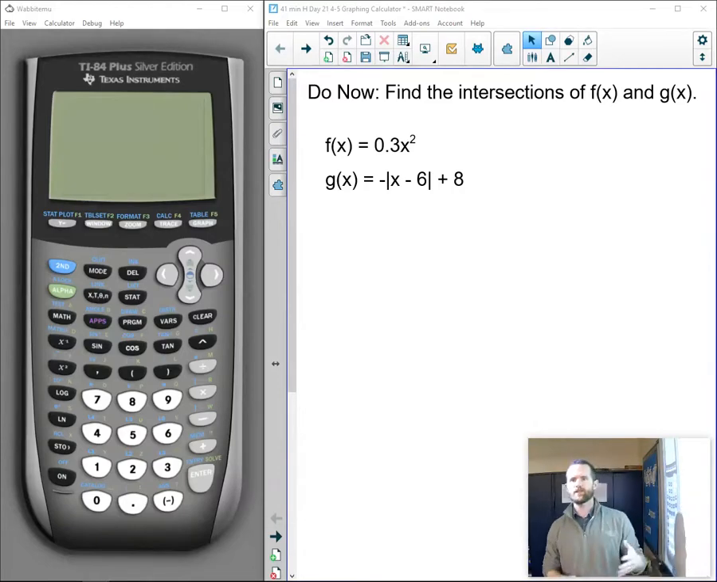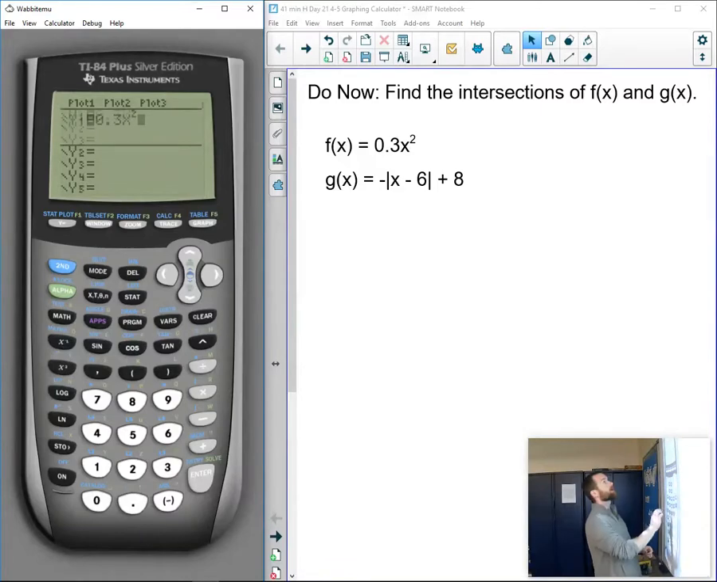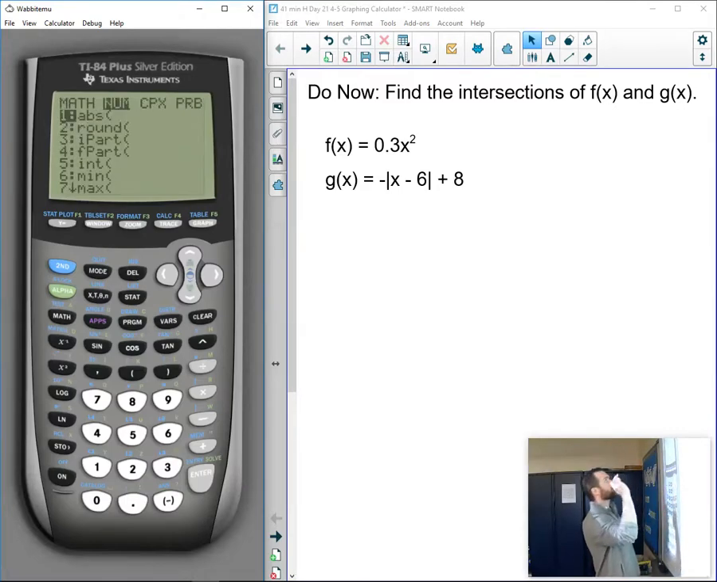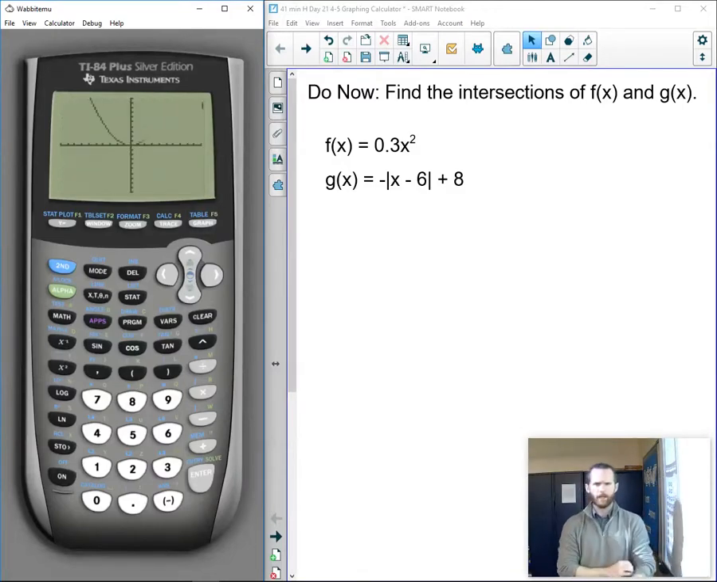So we have to find the intersections of f of x and g of x, and we can use a graphing calculator for this problem, so that's what I'm going to do. I'm going to hit y equals and plug in my two functions, so 0.3x squared, and the second one is negative, and then an absolute value. To get to the absolute value, I have to hit math, go to number, and hit enter for the first one, which is an absolute value. Then x minus 6, get out of the absolute value by hitting right, plus 8. Then graph it. Let's see what we're looking at.